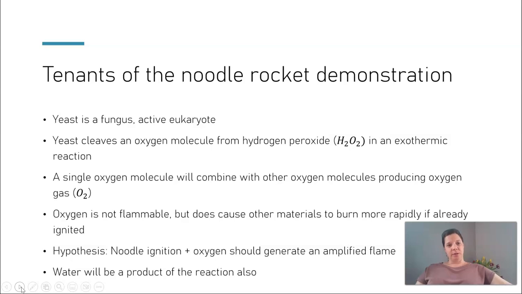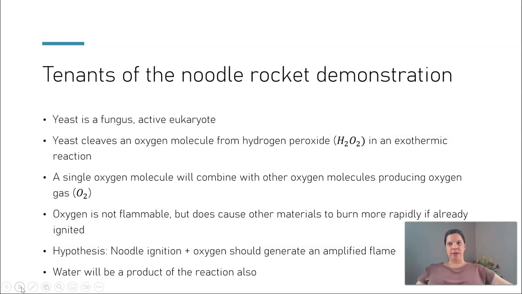In this particular experiment or demonstration, we were anticipating that the yeast would cleave one oxygen molecule from hydrogen peroxide, which we know is H2O2, and we were expecting this to be an exothermic reaction. Our functional use of this demonstration was the oxygen gas that would be produced. We were expecting a single oxygen molecule to be produced from the combination. It would then merge with other oxygen molecules. We have oxygen gas, O2, and that would be released.